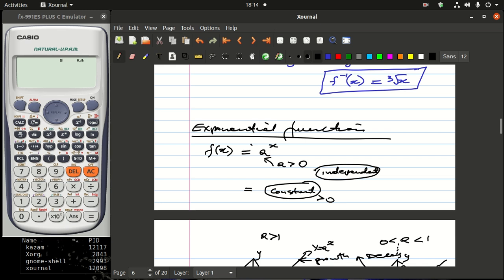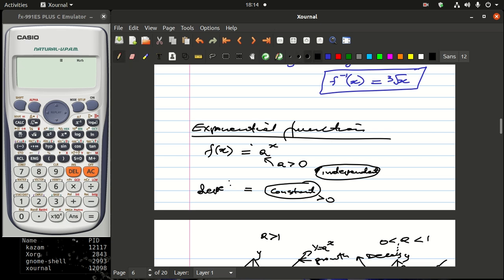Independent means the variable that is controlled, or the variable that we keep changing. This variable here is the x values. We usually represent the independent variable along the x-axis, or the horizontal axis. That is why x is here. And then here we have the dependent variable.